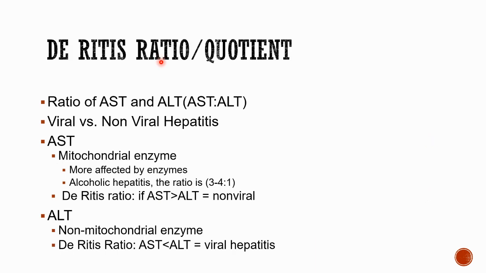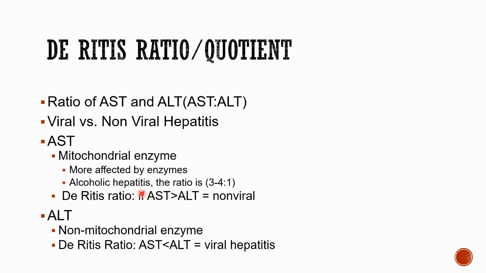So we have a concept called the De Ritis ratio or the De Ritis quotient. So this is the ratio of AST and ALT. We use this to know if yung cause ba ng hepatitis is viral or non-viral. So if the De Ritis ratio is mas mataas si AST compared with the ALT, non-viral ang cause ng hepatitis. Pag baliktad naman, mas mataas si ALT kaysa kay AST, viral hepatitis ang cause ng hepatitis. So it is viral.